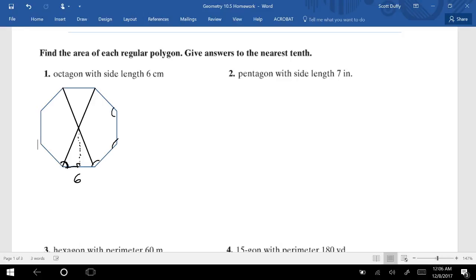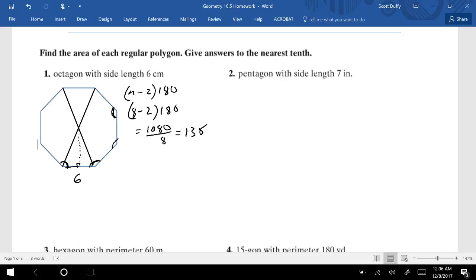So how I find that each interior angle is by finding the sum first. So I take the number of sides minus 2 times 180. Number of sides is 8, minus 2 times 180, or 6 times 180. I'll see what that equals. That equals 1080. And since there's 8 of those interior angles, I divide that by 8 to figure out what each of those would be, which is 135. So this right here would be 135.